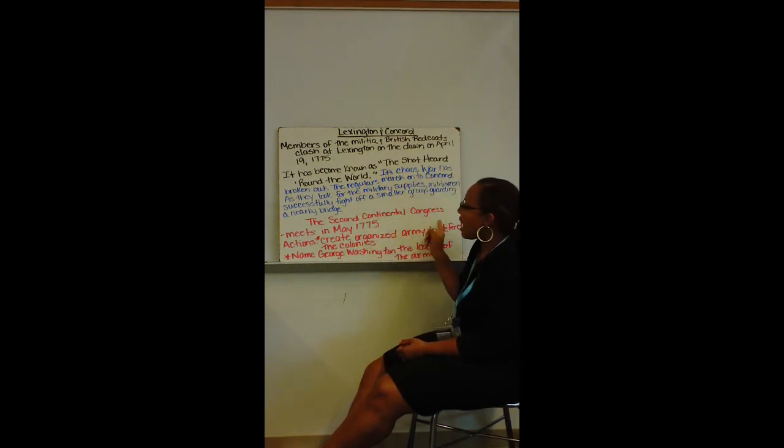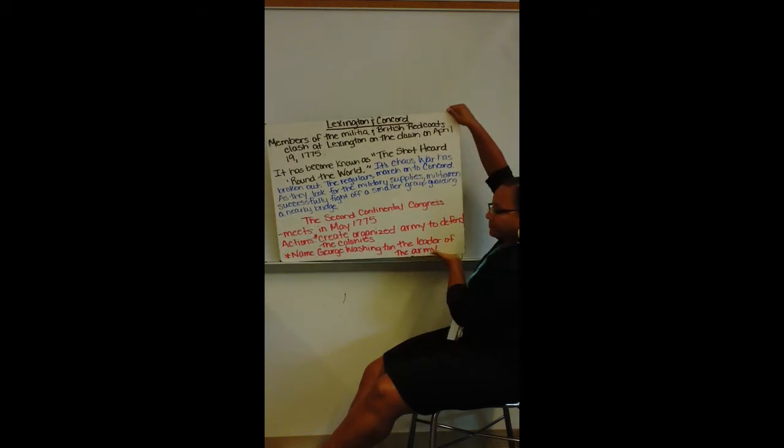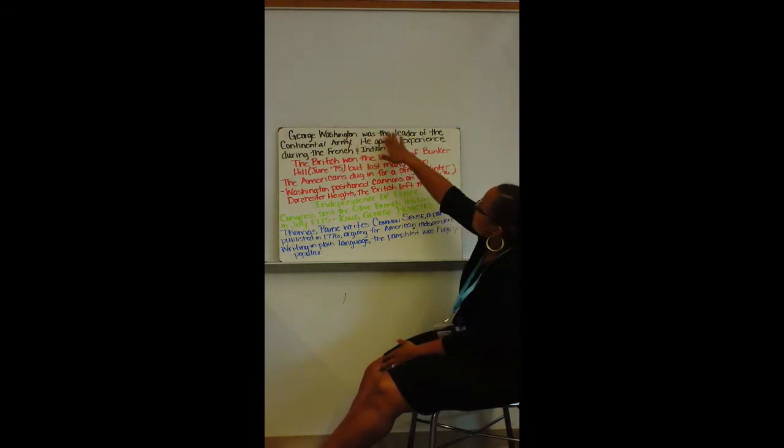The Second Continental Congress, so now they're going to have another meeting. They meet in May 1775. Actions: create an organized army to defend the colonies. They are also going to name George Washington as the leader of the army. So now they're going to formally create an army. George Washington was the leader of the Continental Army. He gained experience during the French and Indian War.